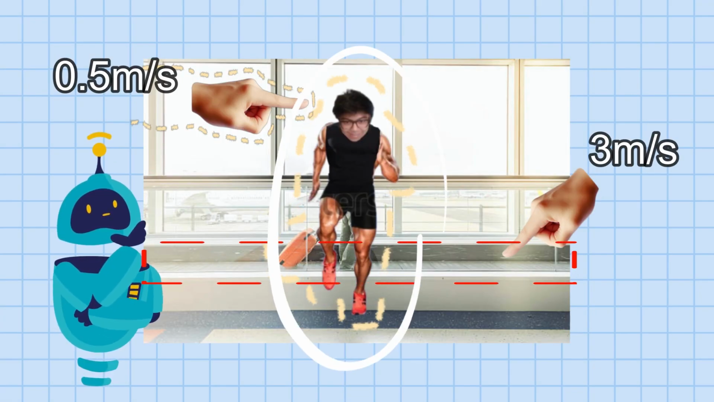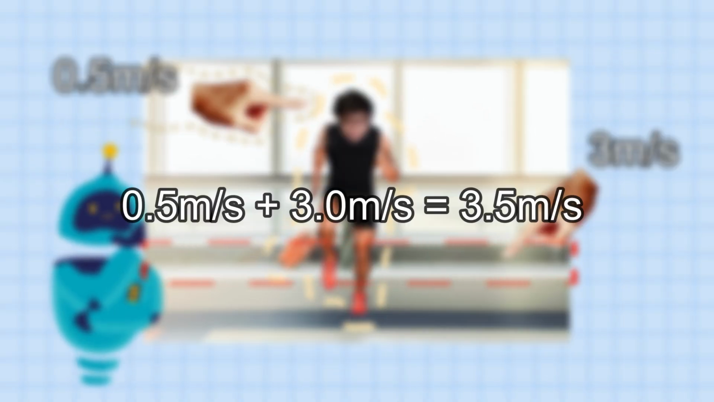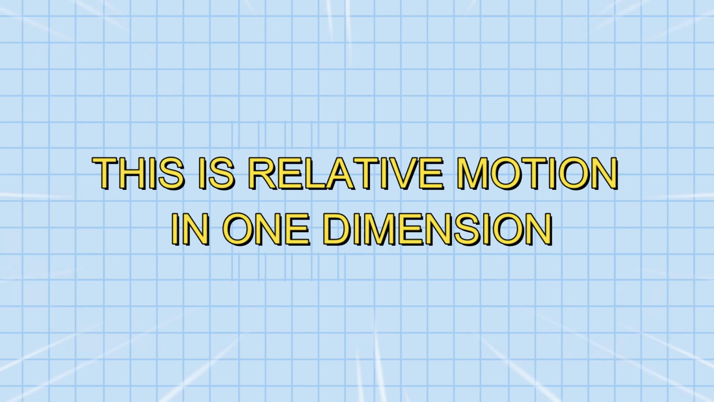This is because if you compare his velocity to the ground, you would need to add the speed of the walkalator. This is relative motion in one dimension. It can be summarized as the velocity of A with respect to B equals the velocity of A minus the velocity of B. So now, since we have talked about relative motion in one dimension, let's add another dimension to our lecture.